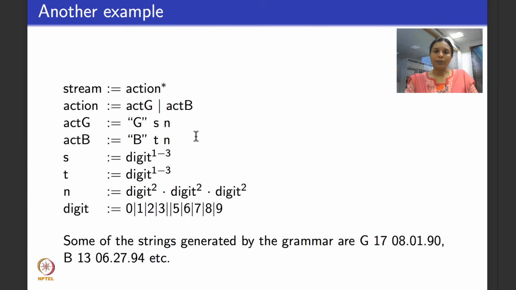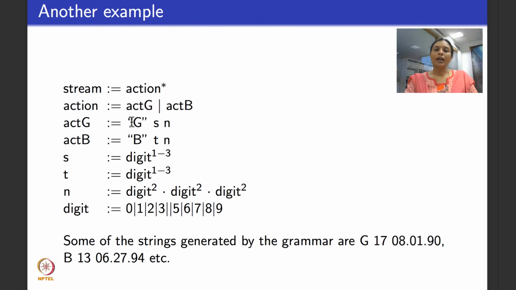Suppose this is how a grammar will look like. Here if you notice, it will have notations from regular expressions and notations from grammars. So I start with what is called a stream. A stream could involve one or more actions denoted by action star. An action could be a non-terminal of the form act G or a non-terminal of the form act B. Read this as having two different production rules. One which says action is act G and action is act B.